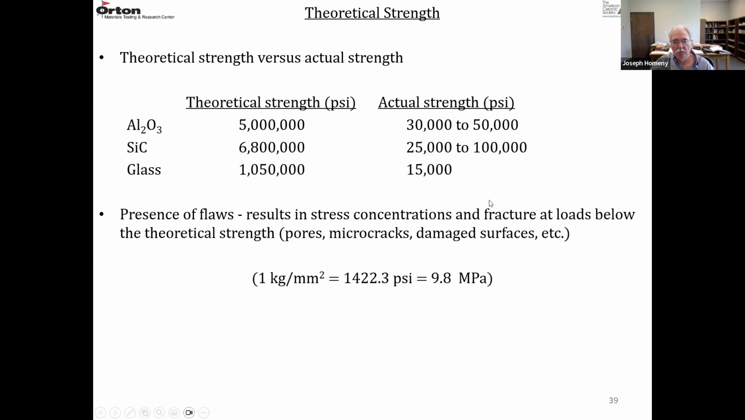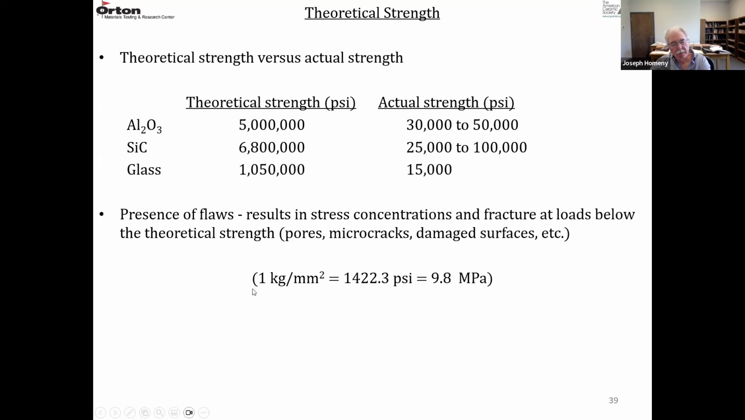And in these brittle materials, why is there that difference? It's the presence of flaws. Flaws concentrate stress and reduce the theoretical strength to a much lower value. So flaws are stress concentrators. They cause fracture to take place at loads much lower than the theoretical strength. Flaws can be pores, they can be microcracks, they can be scratches on a surface, but they're all some type of defect that really lowers the strength.